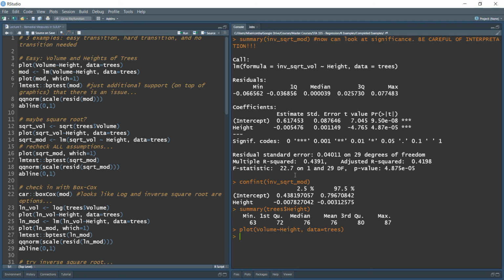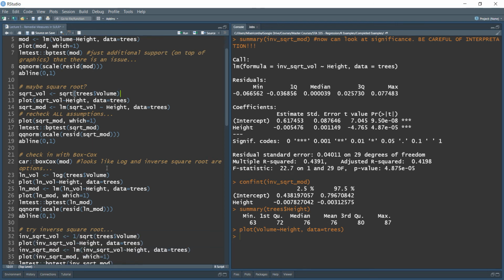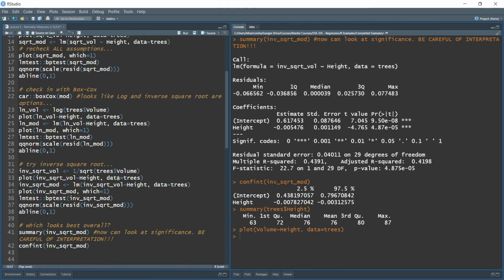So this illustrates how we can try a few different options. We found one that actually worked pretty well. This inverse square root did work pretty well at fixing those issues. But what we find is that even though the transformation worked well, we had some other major issues pop up in terms of interpreting this after we're all done.